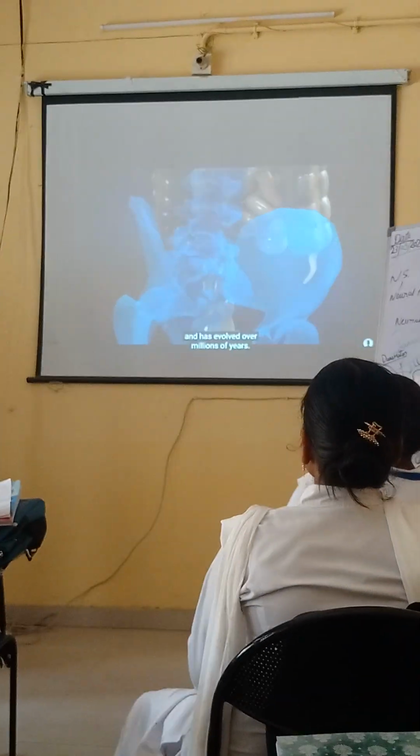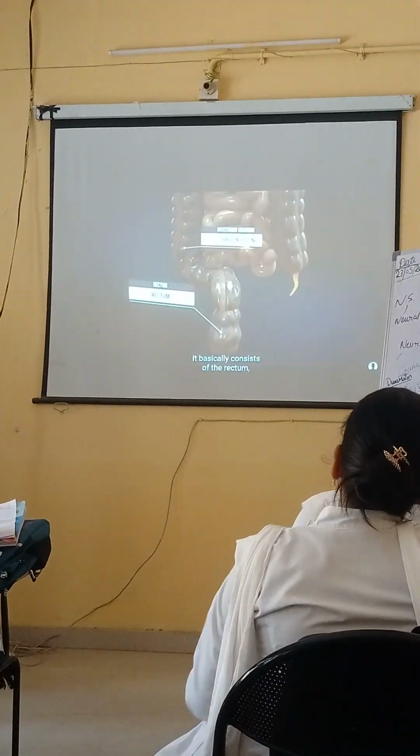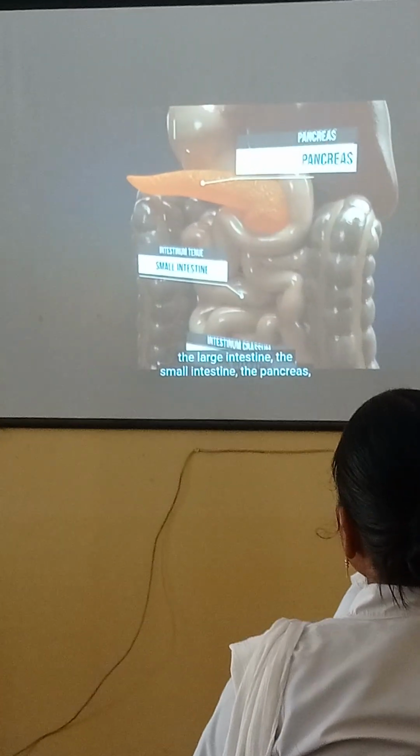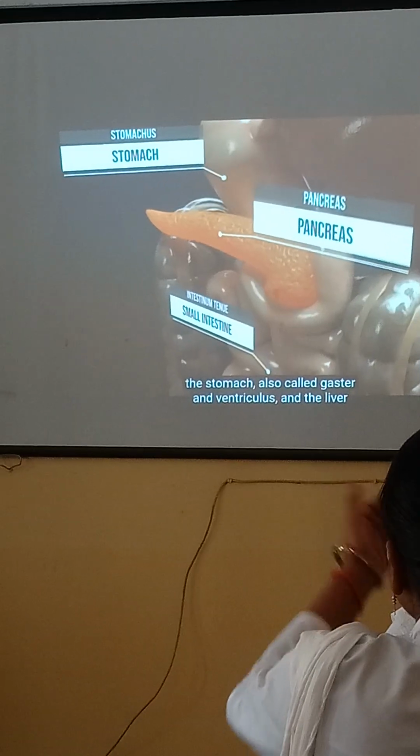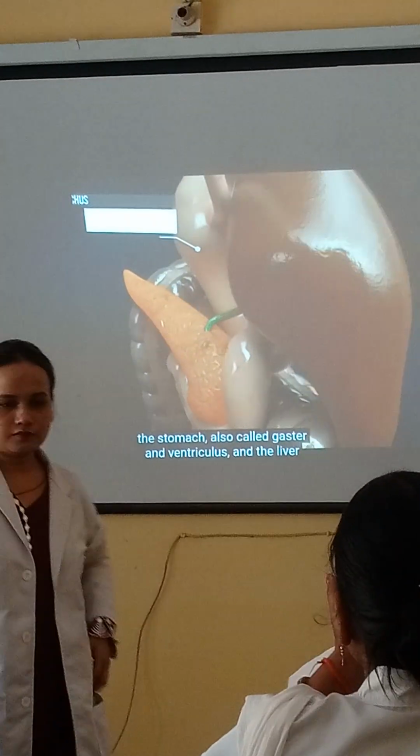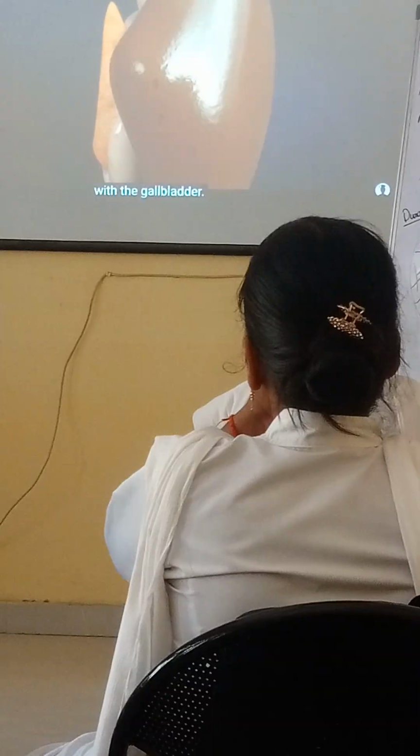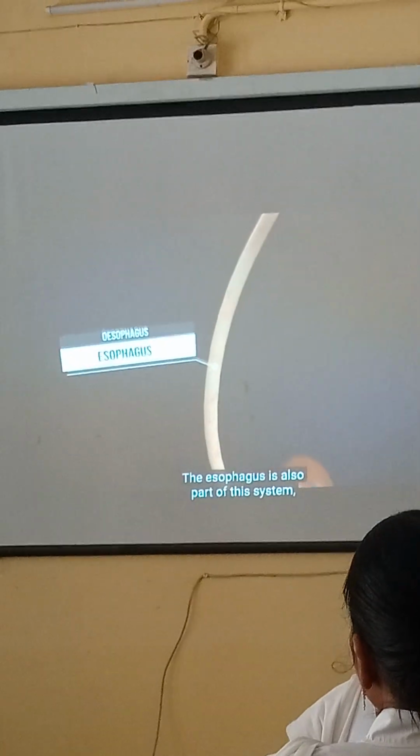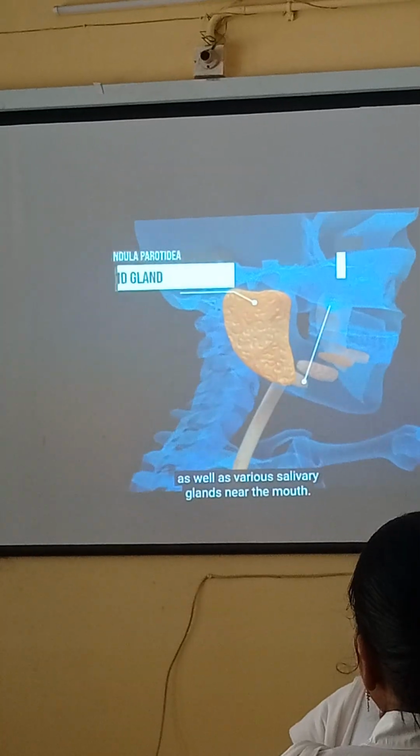millions of years. It basically consists of the rectum, the large intestine, the small intestine, the pancreas, the stomach, also called gaster and ventriculus, and the liver with the gallbladder. The esophagus is also part of this system, as well as various salivary glands near the mouth.